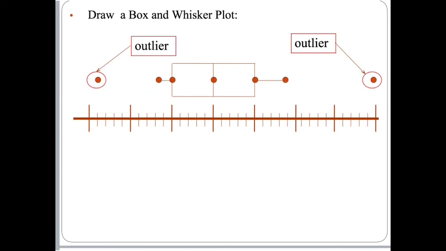Alright, hopefully this is enough for you to go ahead and get started on your box and whisker plot. Good luck!